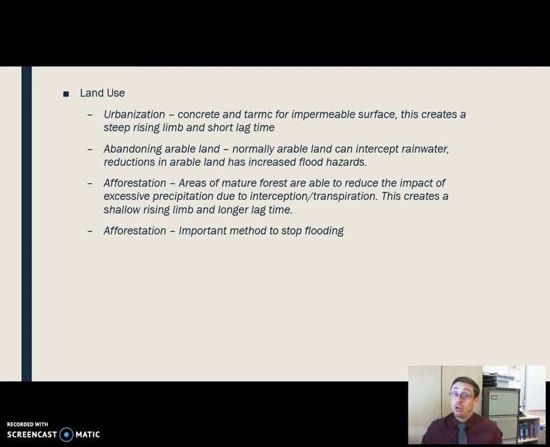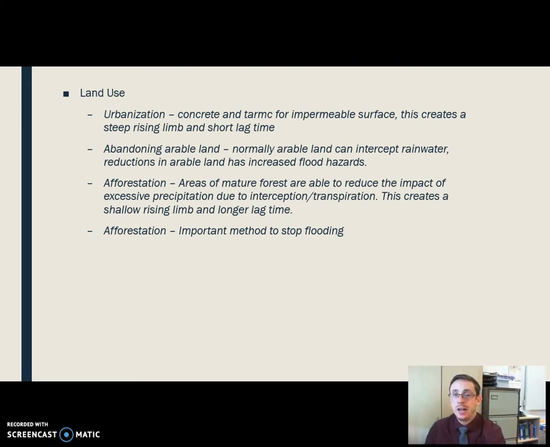Something we're trying to do to remedy this is afforestation. Now, you may have heard of this process before, but simply put, it is replanting forested areas or areas that have been deforested. We seek to replant them. Now, this is very, very positive in terms of stopping flooding, because forests create a huge amount of potential for interception and transpiration, and that means that our rising limb is going to be shallower, our lag time is going to be longer, and our peak flow is going to be less. And again, very, very important.